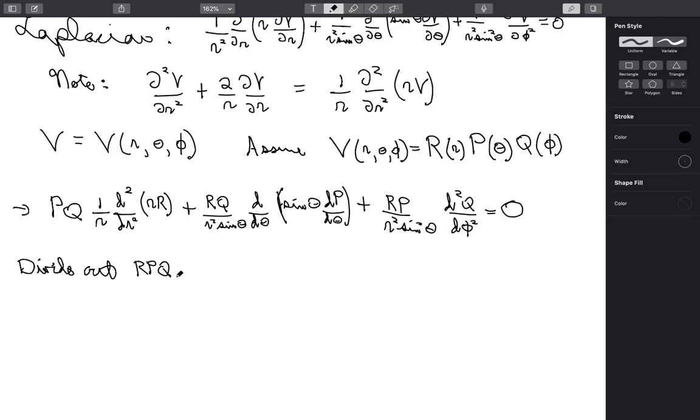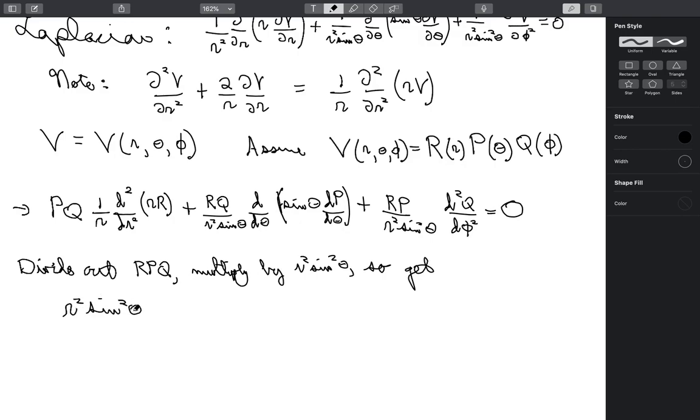Okay. And I can also just multiply by this r squared sine squared theta here. And what I get when I do that is an equation that just looks a little bit different. It's the same equation, but just written more conveniently.